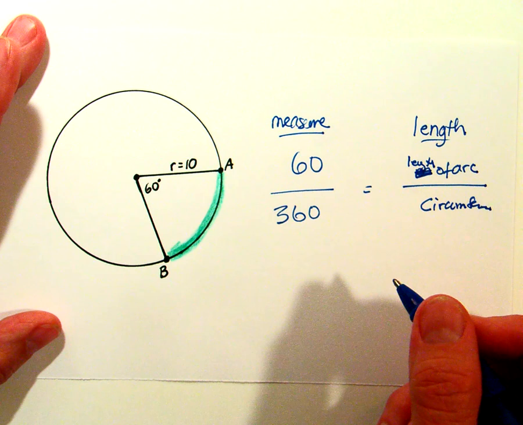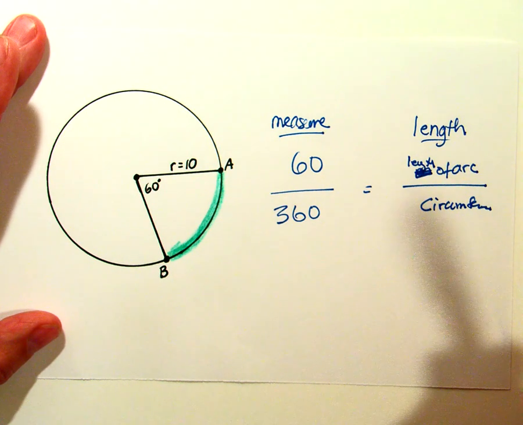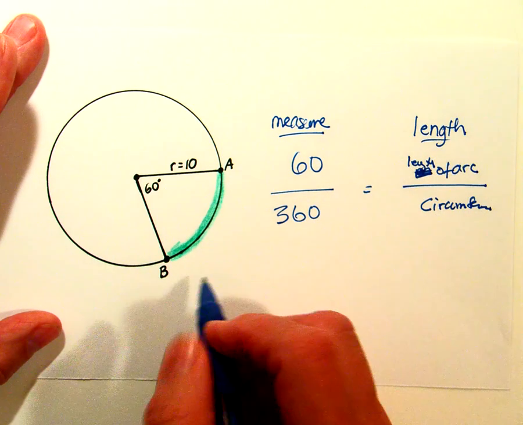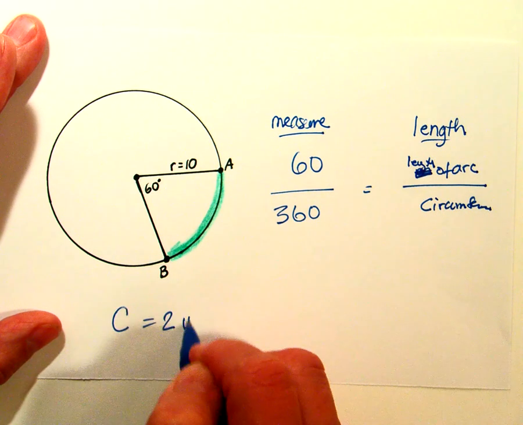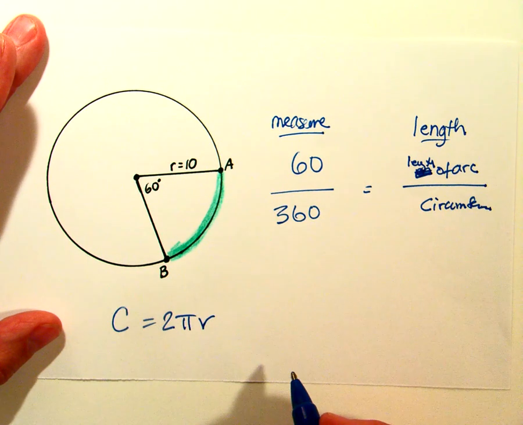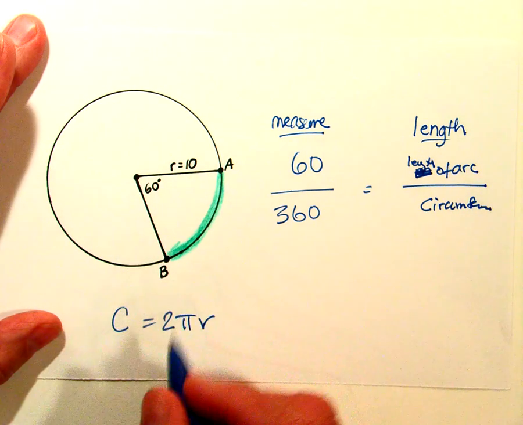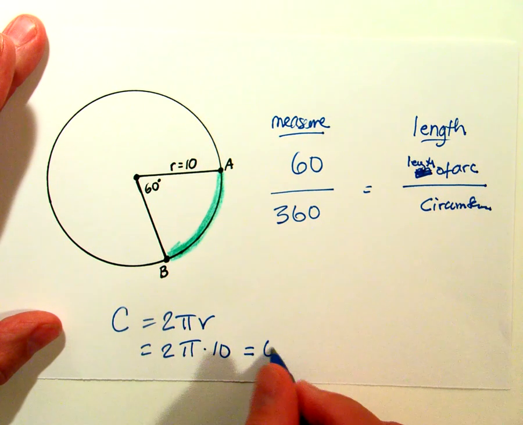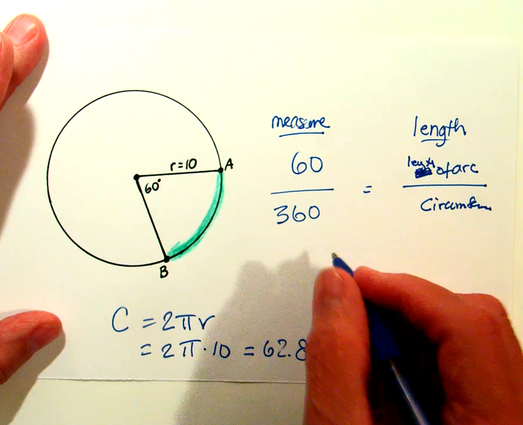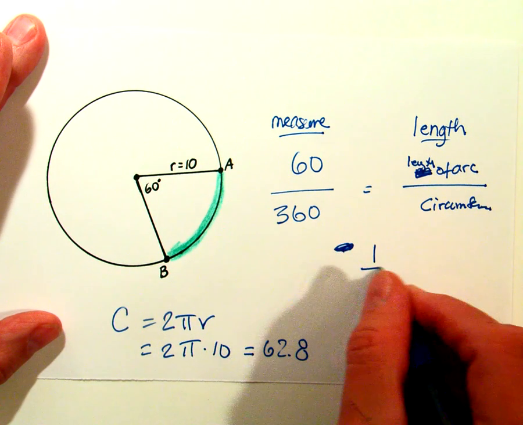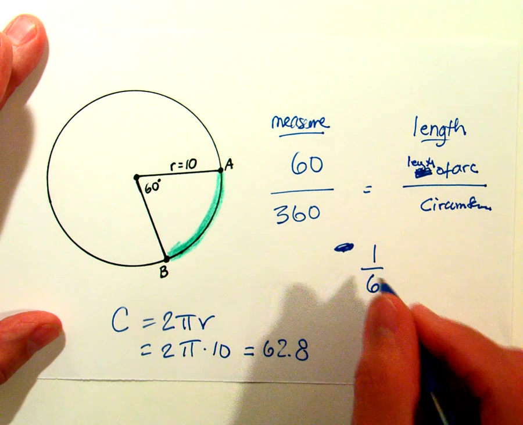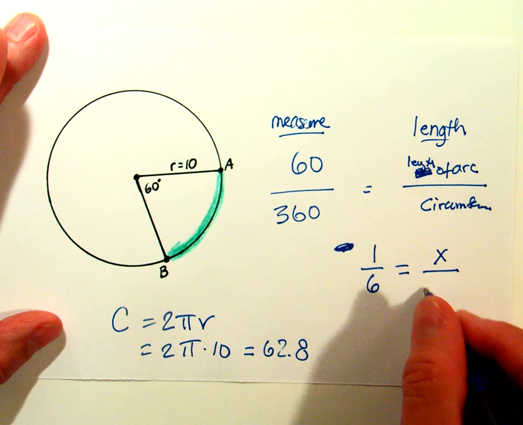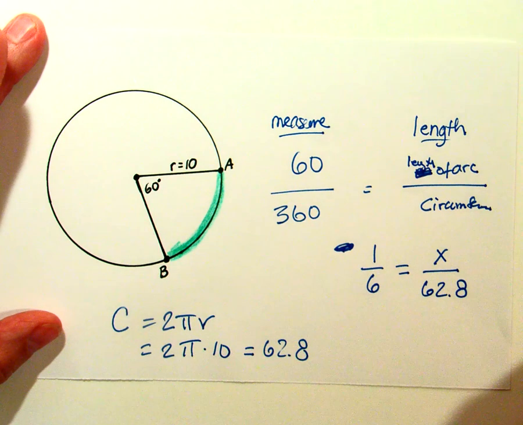So to be able to do that, we need to know what the circumference is, because this is the one we're trying to find. Circumference, I recall, is 2 pi r. We have radius 10, so that's going to be 2 times pi times 10, or approximately 62.8. So I'll put that in here. I'll have 60 is to 360, as what we need to know, the length of the arc, is to the circumference. I hope you see that.